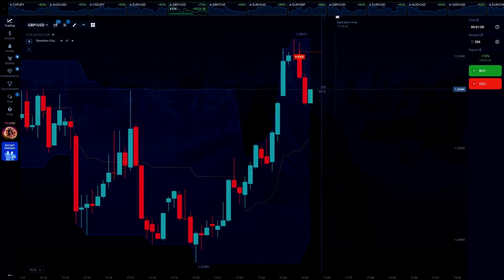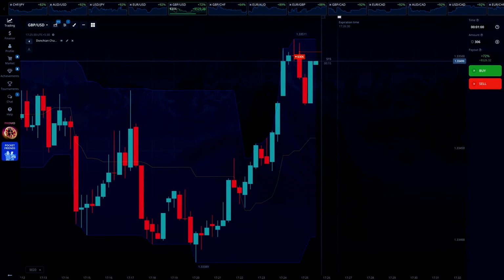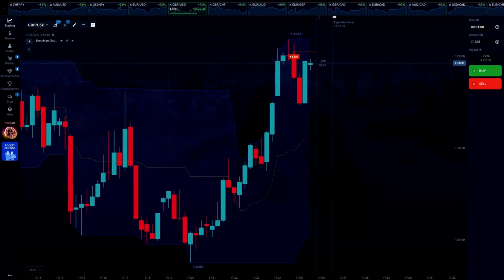Now let's see what happened after the trade was placed. After entering the trade, the next candle initially moved slightly upward for a moment. This kind of small movement is very normal in trading, and it happens frequently. However, the important thing to observe is that price did not break above the resistance level again. Instead, the market started showing selling pressure.